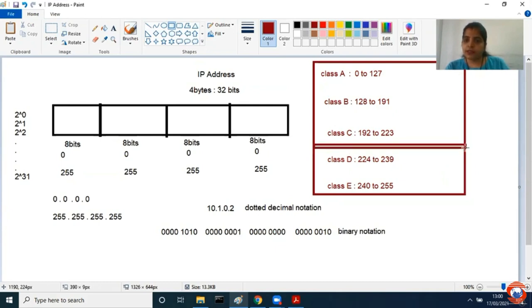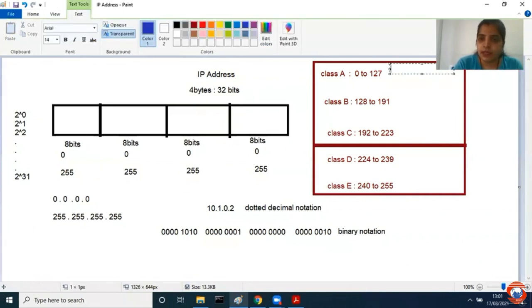We are still using class A, class B, and class C. They are for future purposes. Now please understand, if I say the first octet of class A, can I say the address will range from 0.0.0.0 to 127.255.255.255?